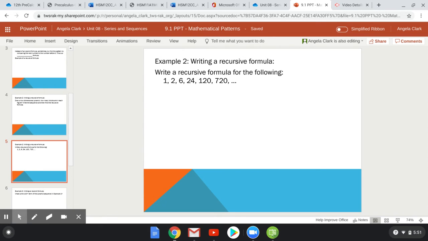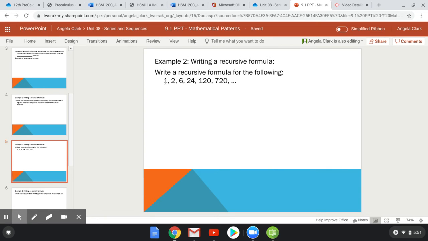All right, welcome back to 9.1. Here's another example of writing a recursive formula. So we've been given the following sequence, and we want to figure out a recursive formula for this sequence. So we need to figure out what pattern is going on in order to make this sequence.